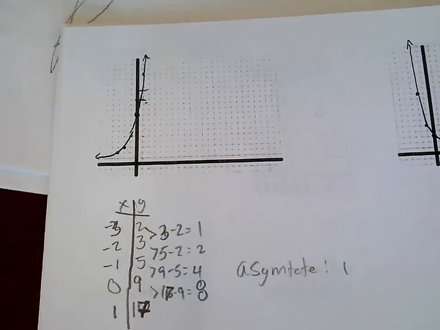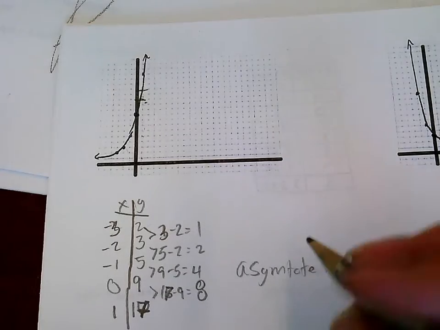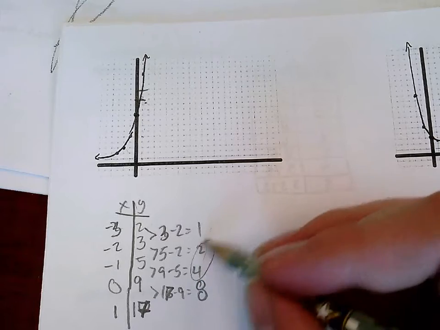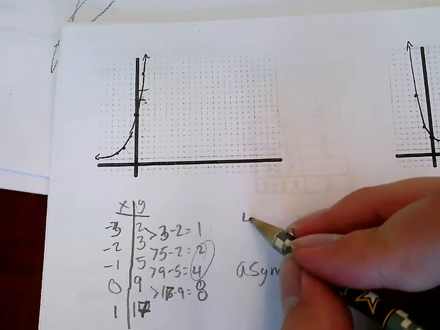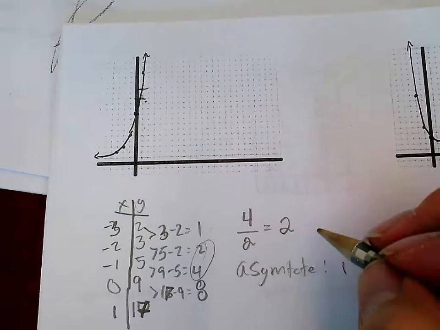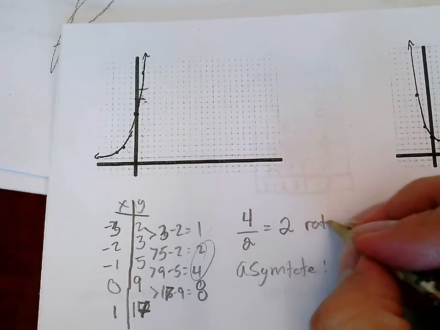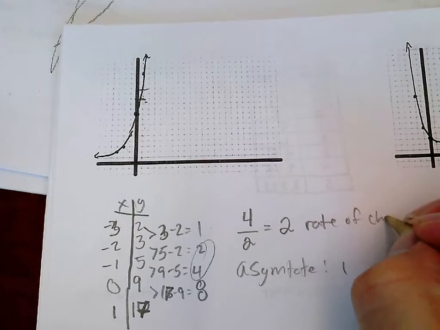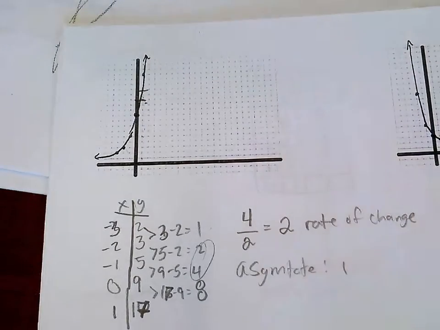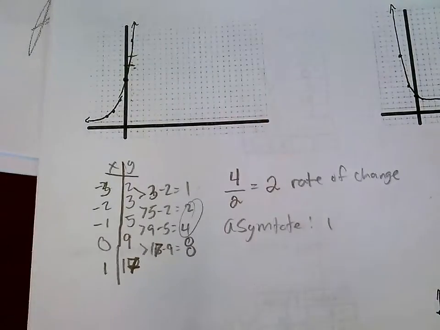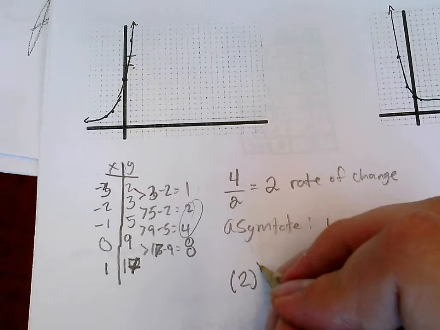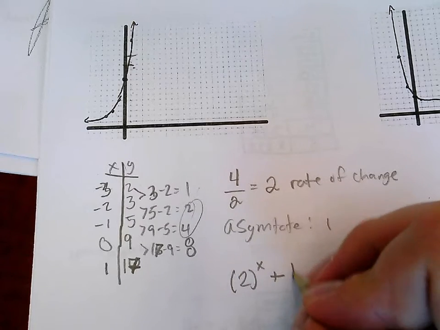Okay? And so now I've got to figure out my rate of change. So I pick two numbers. I'm going to pick 4 and 2. Take the second number divided by the first number. That gives me 2, so this is my rate of change. I have my asymptote, and now I can just plug in my formula. Alright? So my formula would be 2 to the x power plus 1.